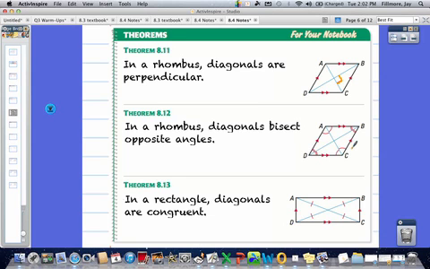Finally, in a rectangle, diagonals are congruent. So not only do they bisect each other, but they are congruent. So all four halves are congruent, and the whole pieces are also congruent.